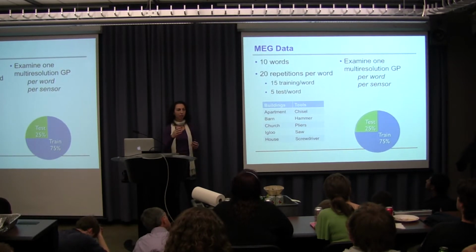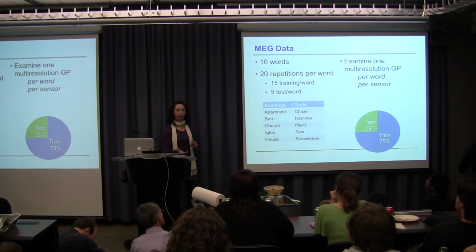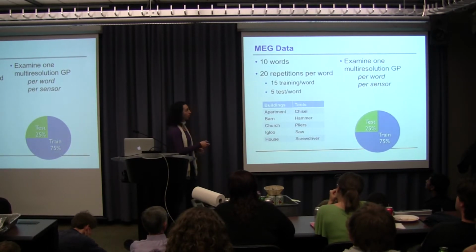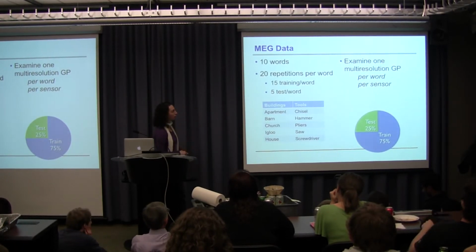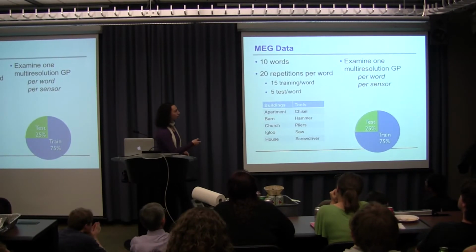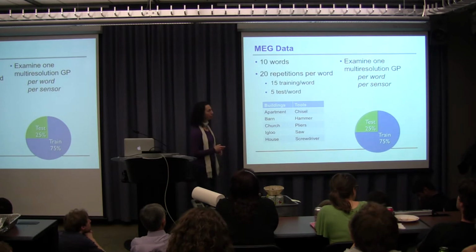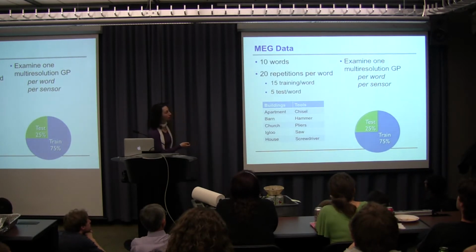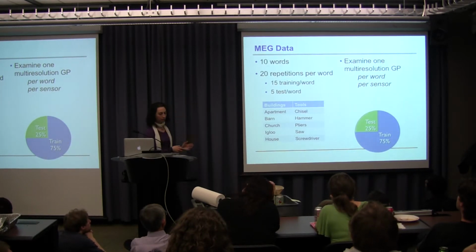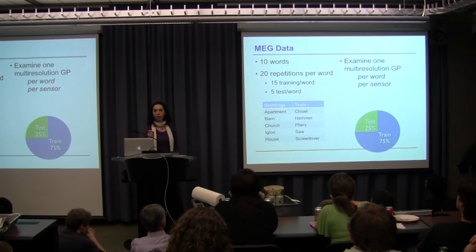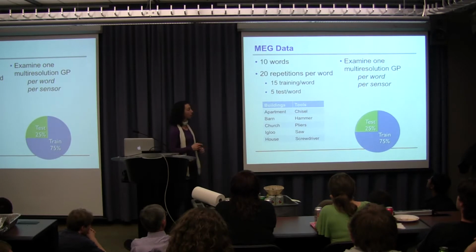So I just want to emphasize, the only thing that we need to do inference over is the hierarchical partition, because we can analytically marginalize all the GPs. So that's what we're using these training trials for. And then we're going to hold out 5 in order to look at the predictive fit. So here, for these experiments, we're looking at every word and every sensor independently. We're not sharing information between them in this case.